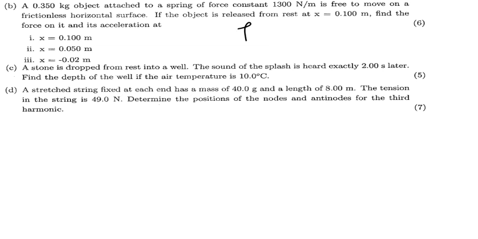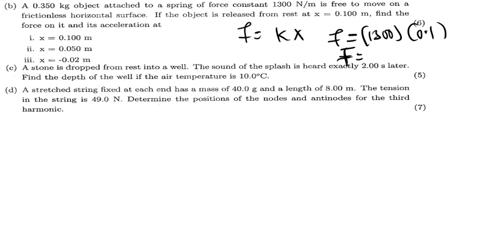Now, how do we find the force? We know that the restoring force is given by kx. In this case we are just finding the force, so it is fine for you not to include the negative. F is equal to k, the spring constant, which is 1300, times x, which for part 1 is 0.1. So the force is 1300 times 0.1, that is 130 newtons.